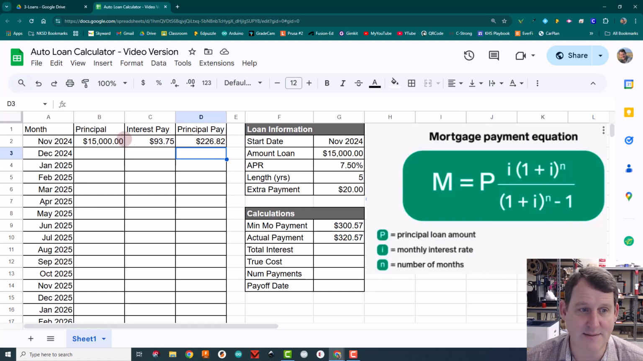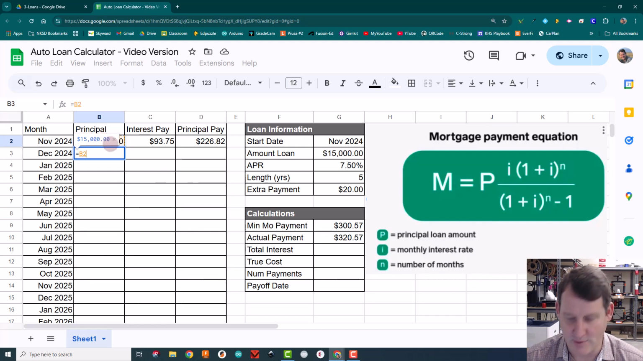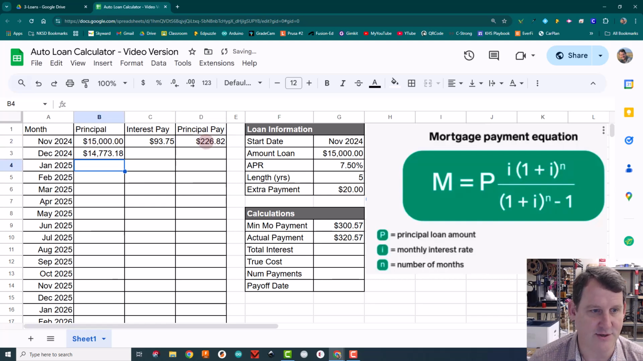That means next month, I'm not going to owe $15,000. Down here, I'm in cell B3 now, I'm going to do equals the old amount I owed minus the principal payment. And I'm going to hit enter. Now I only owe $14,773.18. Yay, I paid off some of my loan.